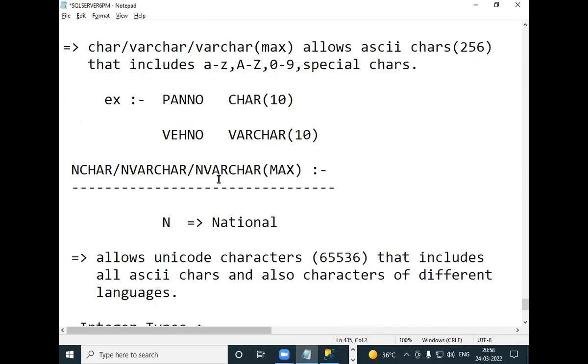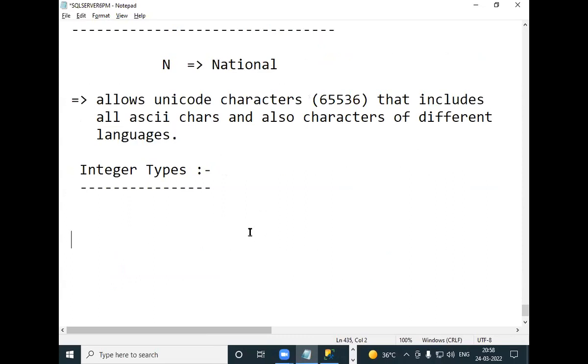But how do you decide between char, nchar, and nvarchar? It depends on the data. If you want to store characters of other languages also, then go for nchar. If you are sure that it is only English alphabets, then use the char type.